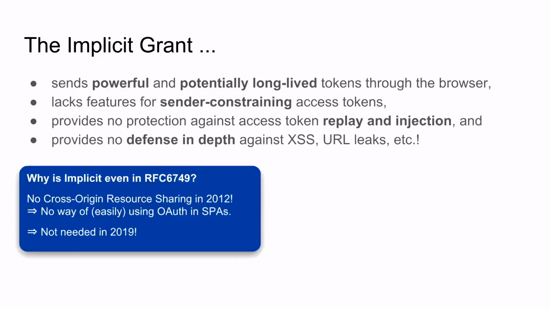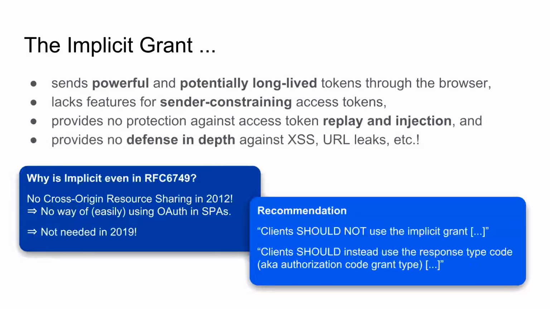So why is it even there? Well, because back in 2012, we didn't have cross-origin resource sharing, so it was hard to do the token exchange where you send the code and get back the token. Therefore, we had this simpler option for OAuth, but this is not needed in 2019. Don't use it. This is exactly what the new BCP says.